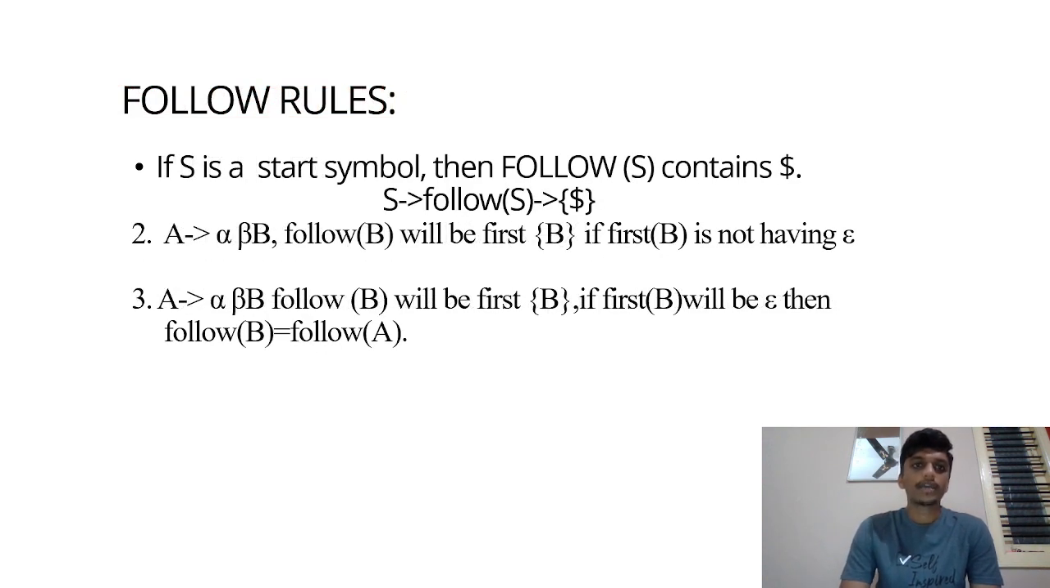Follow rules. If S is a start symbol, then follow of S contains dollar. For A tends to alpha A beta, follow of B will be first of beta, if first of beta does not have epsilon. Third point. For A tends to alpha beta B, follow of B will be first of B; if first of beta contains epsilon, then follow of B is equal to follow of A.